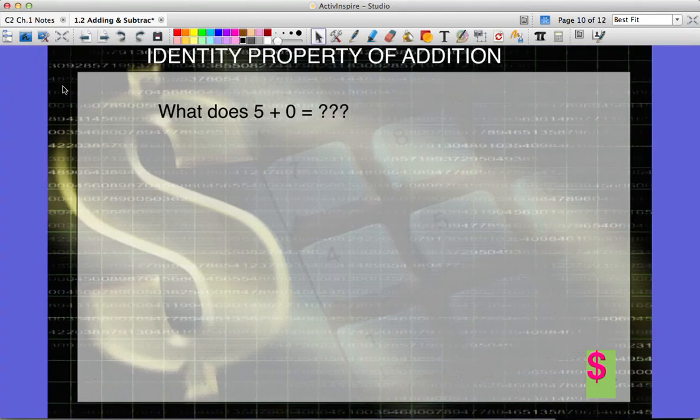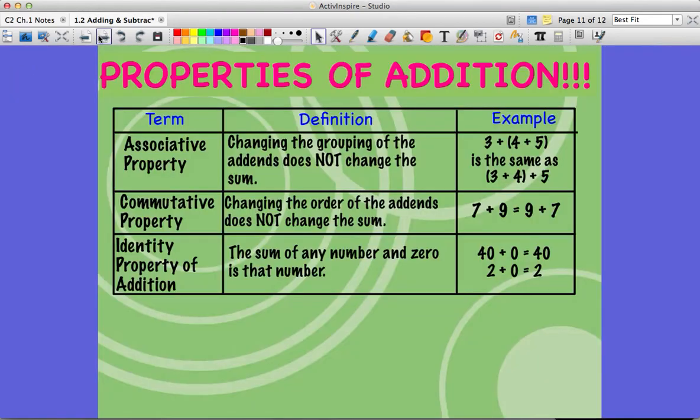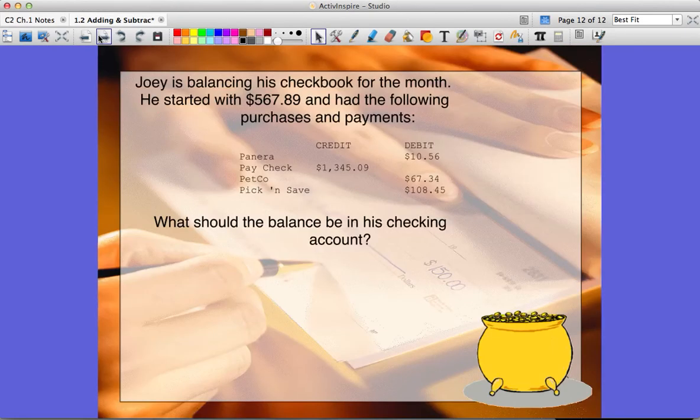Okay, so what I'd like you to do now is solve this problem in your notes and then post your answer to Edmodo. You'll notice here that the problem states that Joey is balancing his checkbook for the month. He started with $567.89 and had the following purchases and payments.